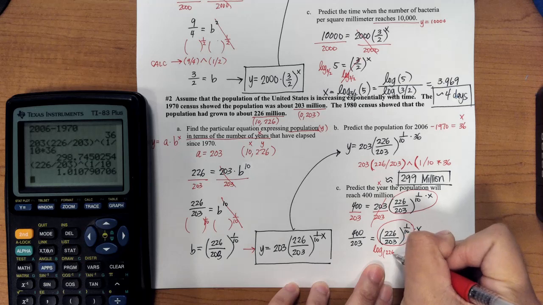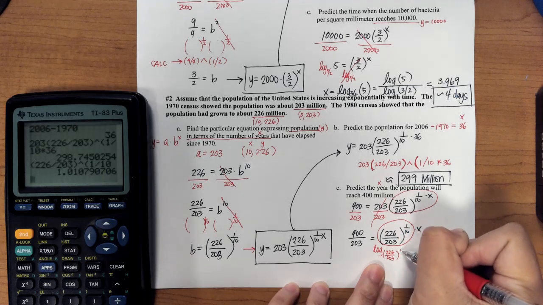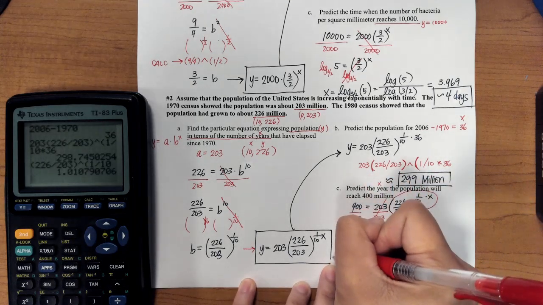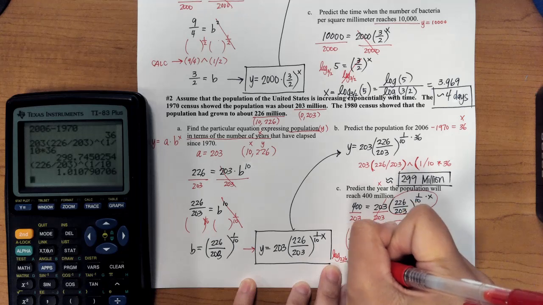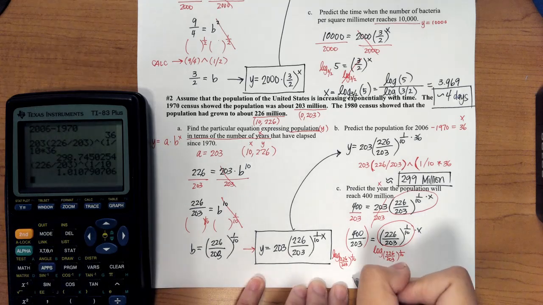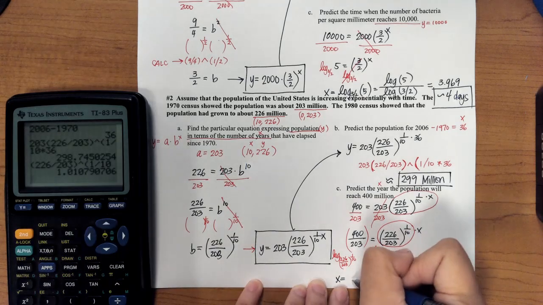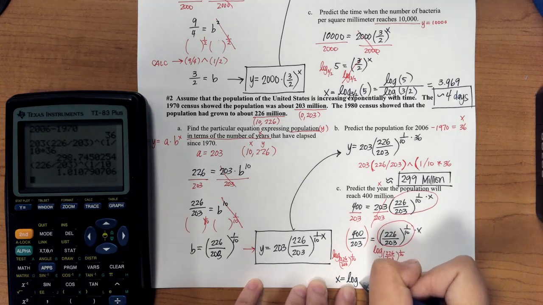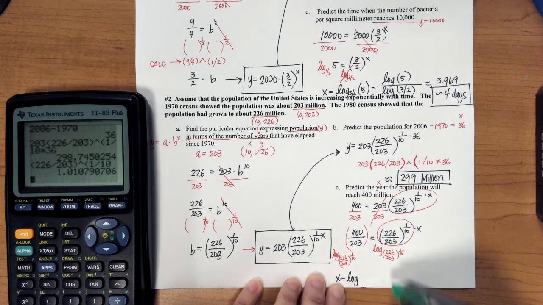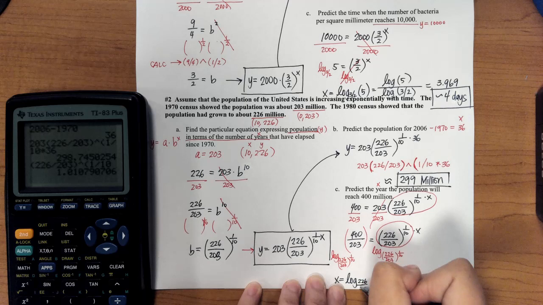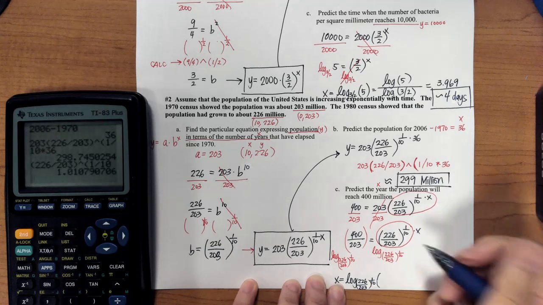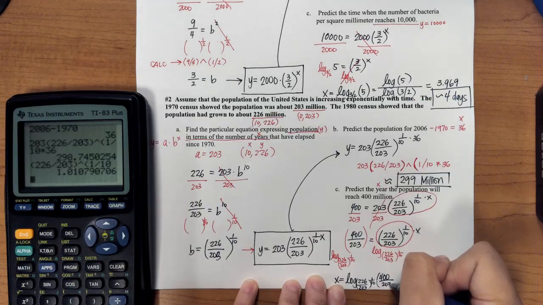So log of (226 over 203) to the 1/10 power. I'm going to write it here. So this means now we have x equals log base (226 over 203) to the 1/10 power of 400 divided by 203. Okay, so what does this look like?